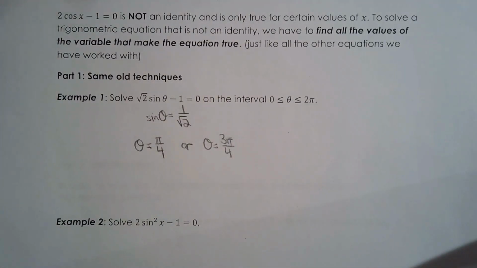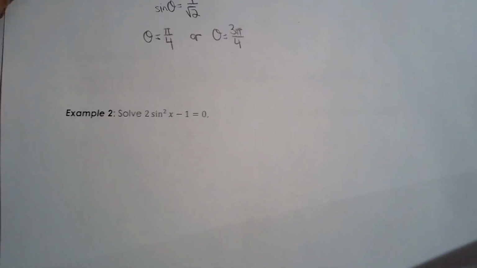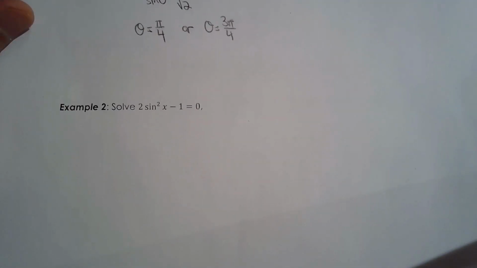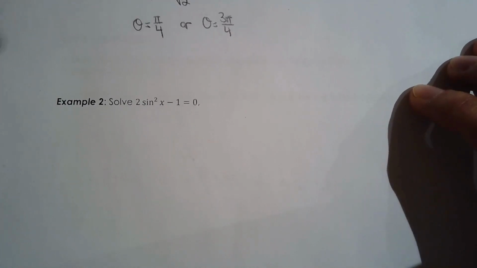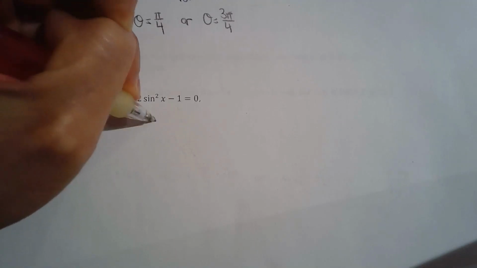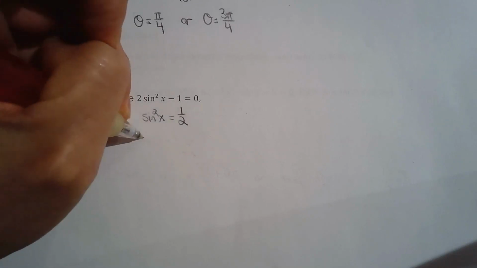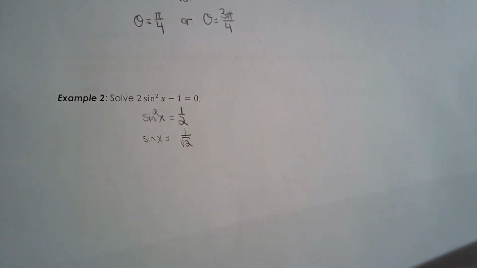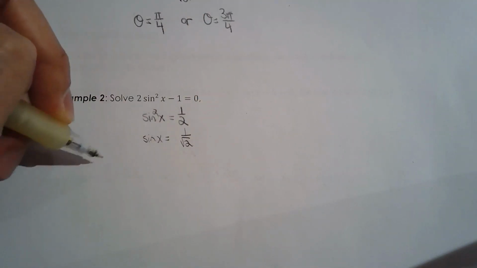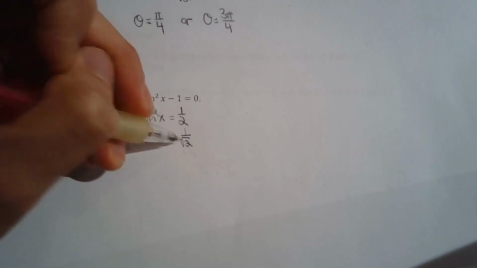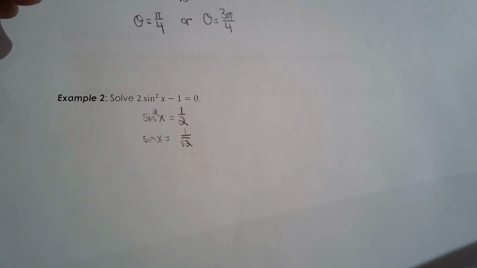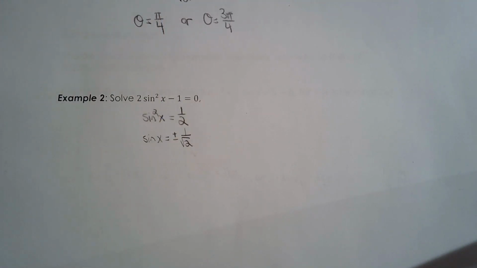Okay, let's move on to the second question here. 2 sine squared x minus 1 equals 0. So let's solve for sine squared x first. Sine squared x equals 1 over 2. And then we're going to square root both sides. And this is a common mistake that students make. They say that sine x is equal to 1 over root 2. But sine x is not equal to 1 over root 2. Sine x is equal to plus or minus 1 over root 2.